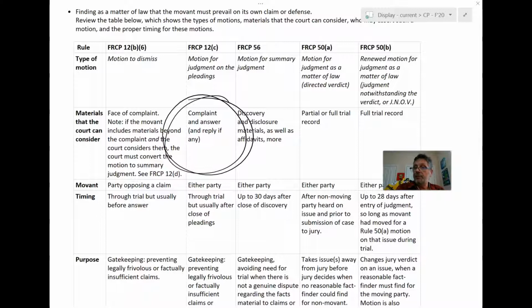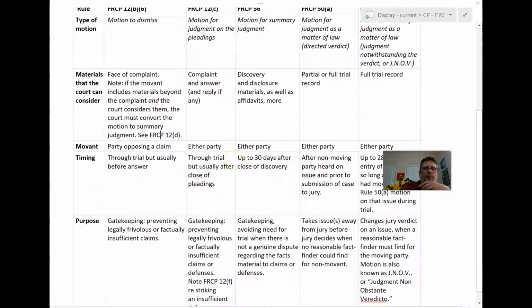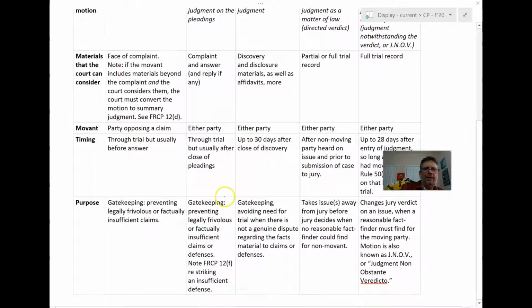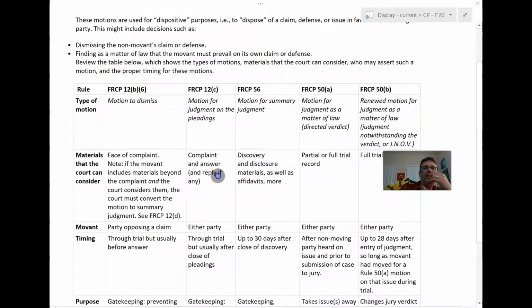Now the defendant moves for judgment on the pleadings based on the statute of limitations defense, based on the uncontroverted admissions that even though there was a battery, it was 20 years ago and therefore barred by the statute of limitations. There you go. Well, this is a less common motion. Just like a 12b6, this can be done through trial, but usually right after the close of the pleadings. And again, the purpose is gatekeeping, right? Preventing legally frivolous or factually insufficient claims or defenses. All right? That's a 12c.